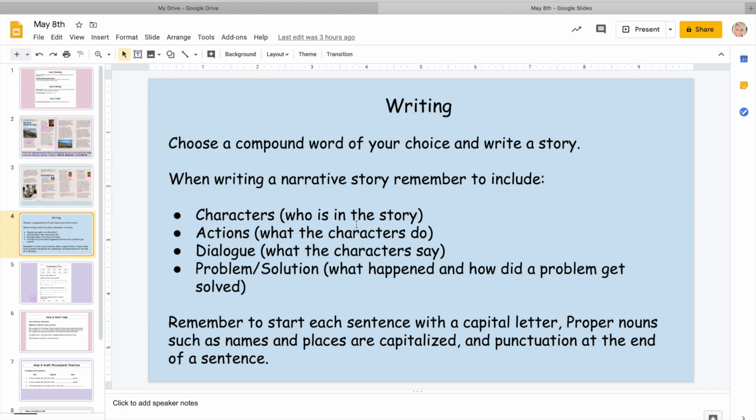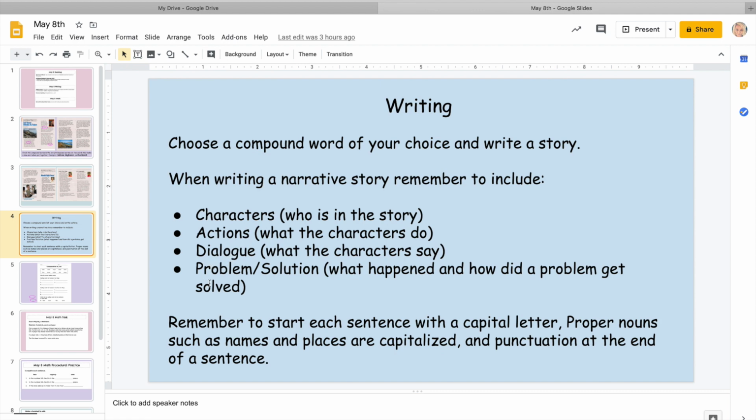Characters. So the characters are who is in the story. Another thing you're going to want to include is actions. What did the characters do in the story? And dialogue. Remember, dialogue is what the characters say back and forth to each other. Anytime a character speaks, whatever they say is going to be in quotation marks, and that means that's something they're saying in the story.